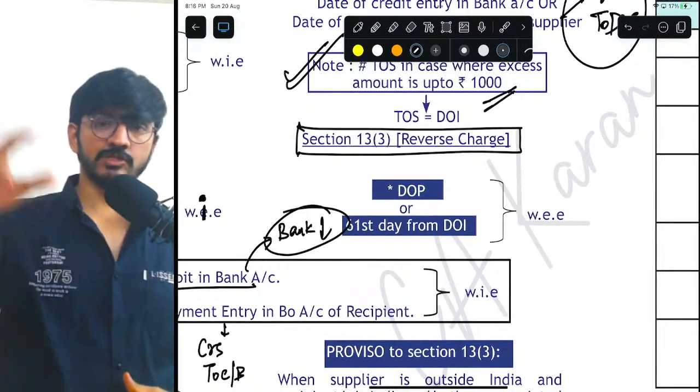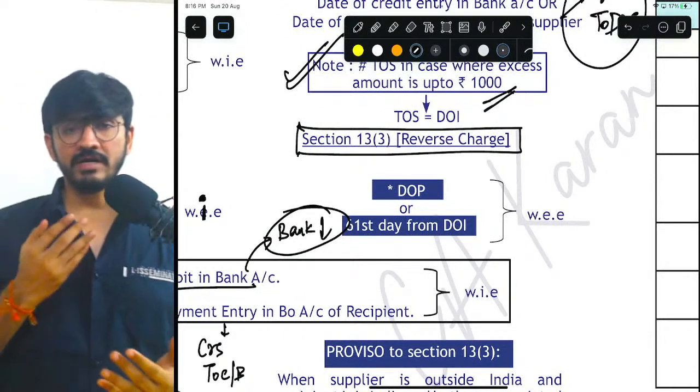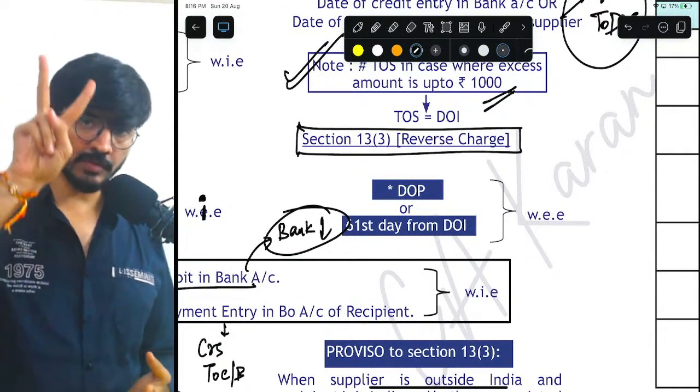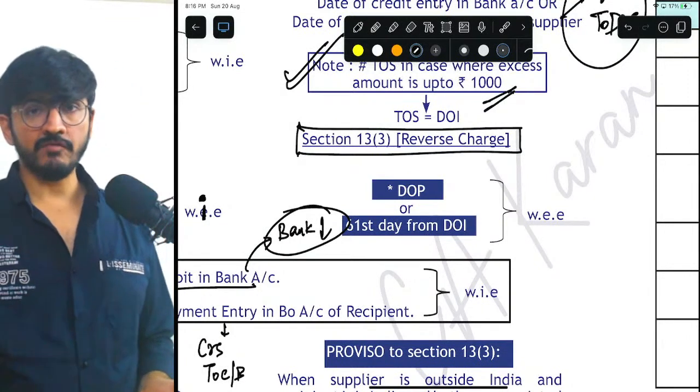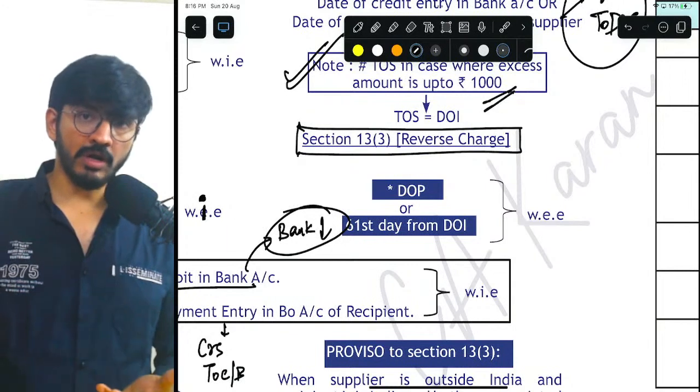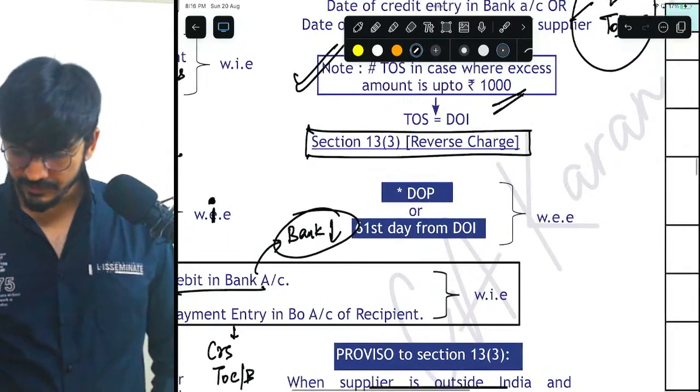And which is why, my dear friends, all I want to tell you is very simple. When it comes to service, you will only be concerned with two events: date of payment or 61st day from the date of issue of invoice. Date of payment or 61st day from the date of issue of invoice, whichever is earlier.